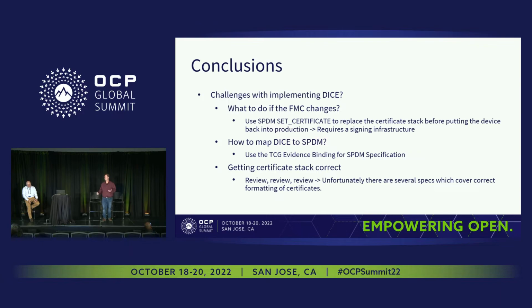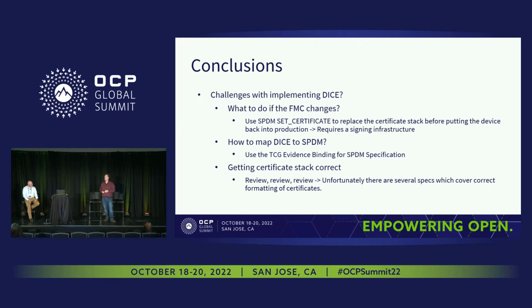So, conclusions. Challenges that came from implementing DICE. This was also heavily referenced in the NVIDIA talk. What do you do if your FMC changes? That's a huge problem, a huge conundrum for all the different device vendors.